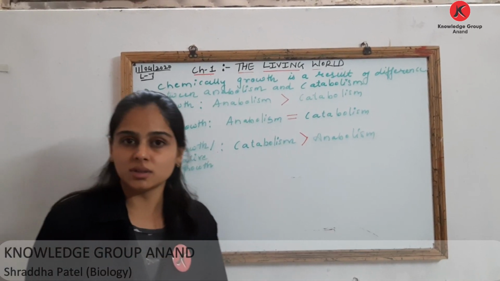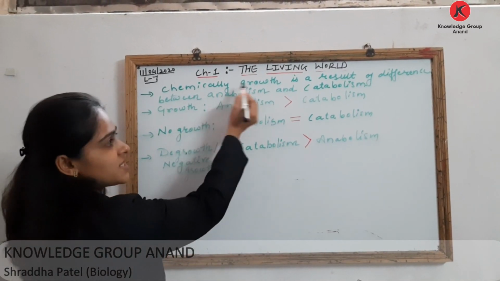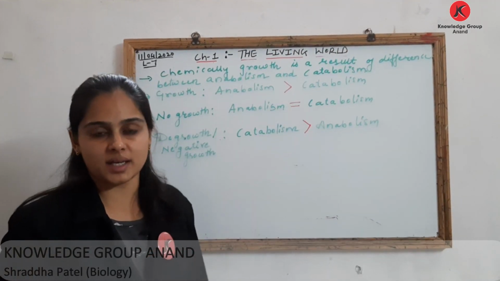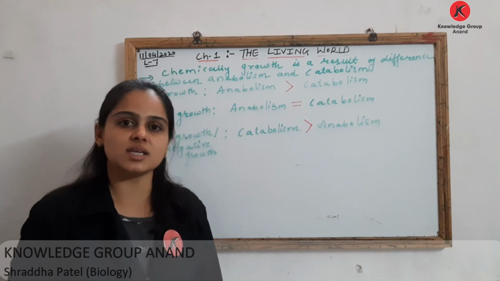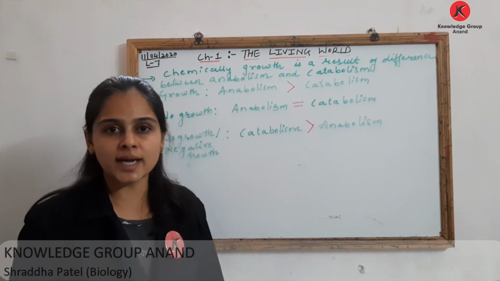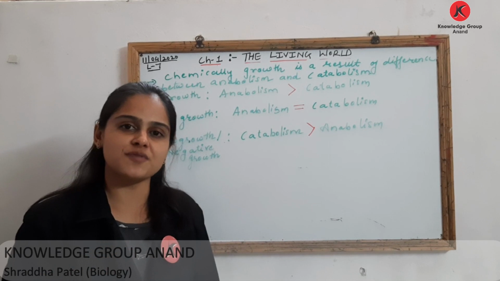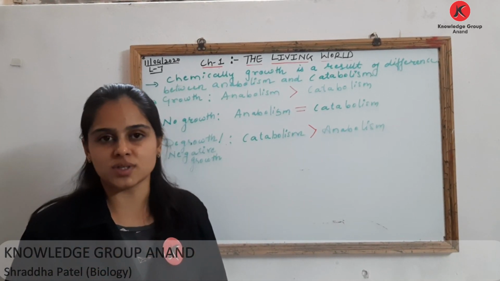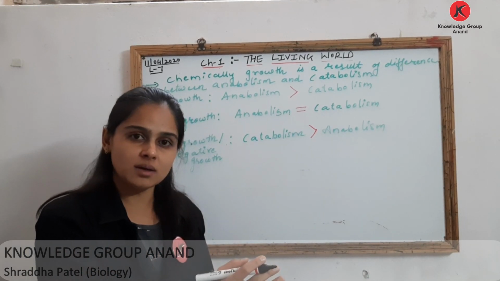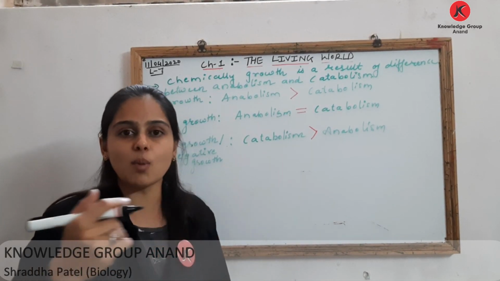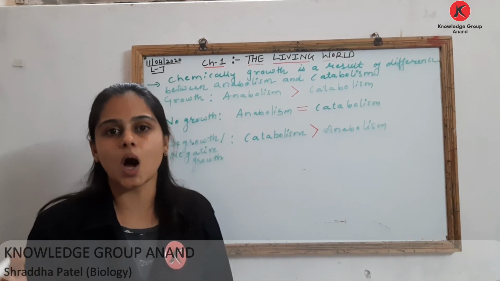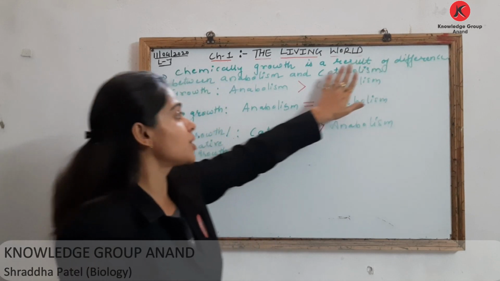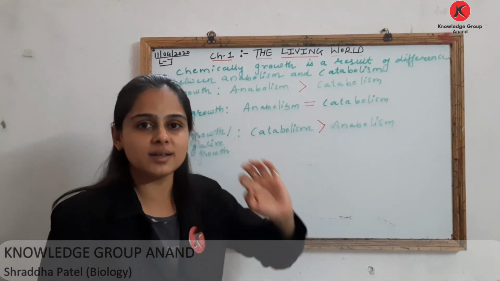Last thing about growth, okay? So growth is chemically the result of difference between anabolism and catabolism. Altogether you can say it as metabolism. We very well know that metabolic processes are classified into two categories, anabolic process and catabolic process. Anabolic process मतलब क्या? Synthesis process. And catabolic process माने क्या? Breakdown process. So growth is the result of difference between this anabolism and catabolism.